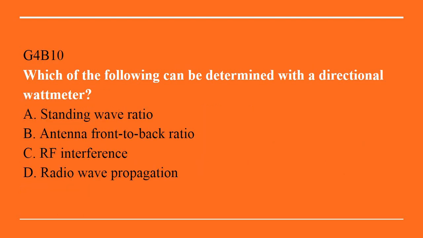G4B10, which of the following can be determined with a directional watt meter? A, standing wave ratio. B, antenna front to back ratio. C, RF interference. Or D, radio wave propagation. Answer is A, standing wave ratio.